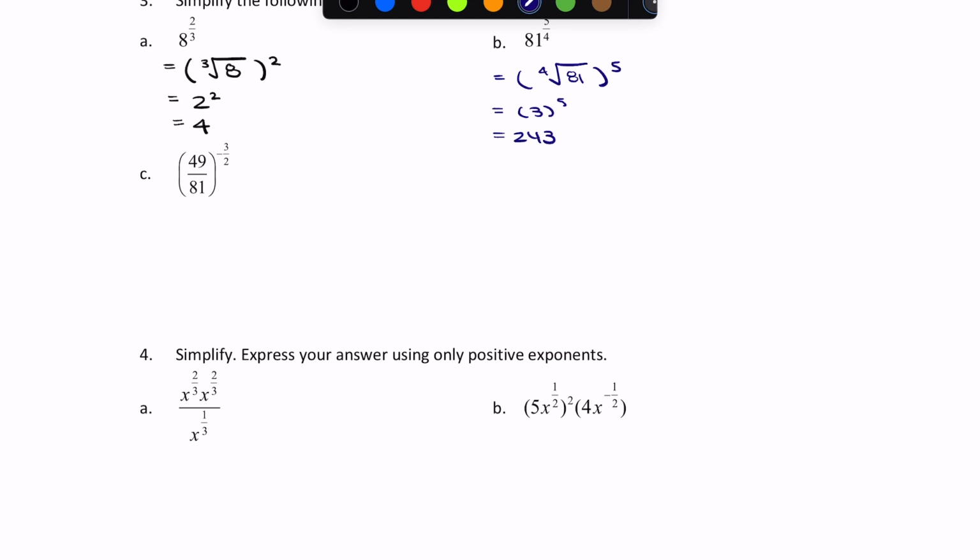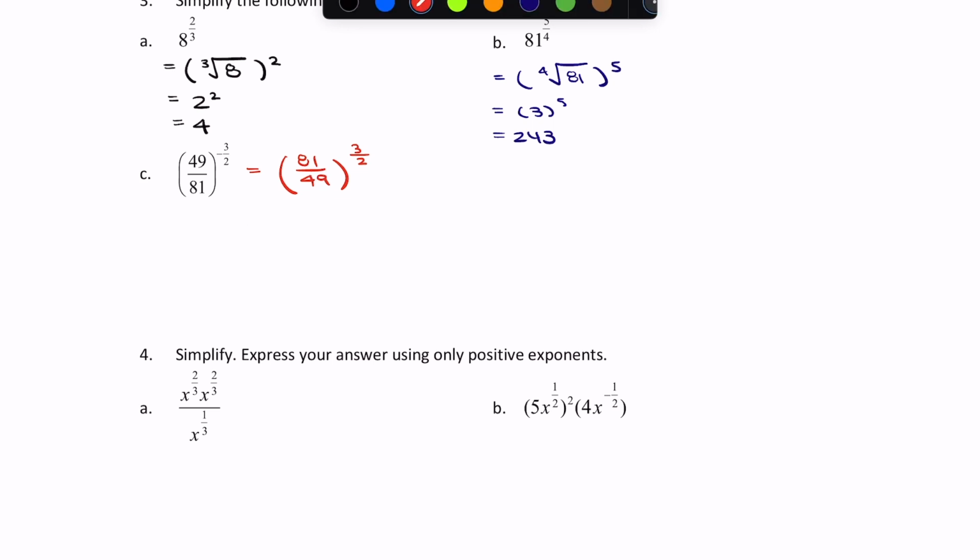And here we have 49 over 81 to the power of negative 3 over 2. And here we're going to make it into a positive exponent. So we're going to flip the numerator and denominator. So we can rewrite it as 81 over 49 to the exponent of 3 over 2. So positive.